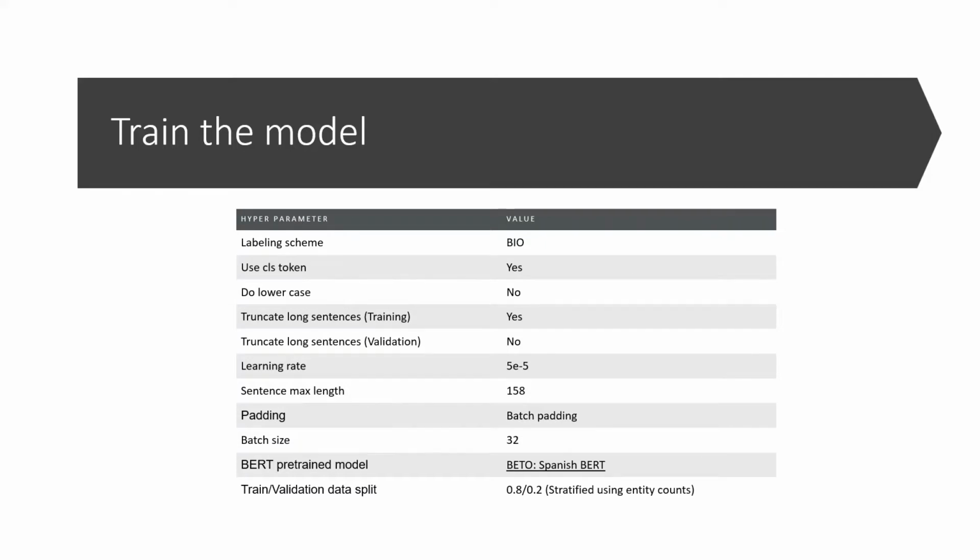For the dataset, the organizers of the competition provided us with only one dataset, so we split this dataset 80 to 20%, and to ensure that we end up with a fair number of entities inside the training and inside the validation, we stratify the splitting using the entity count.